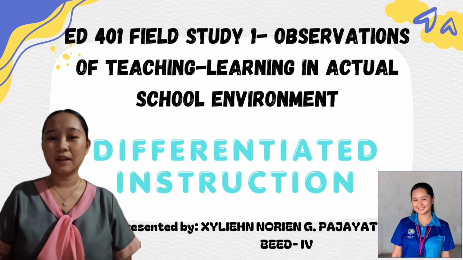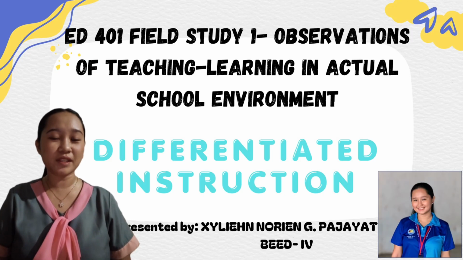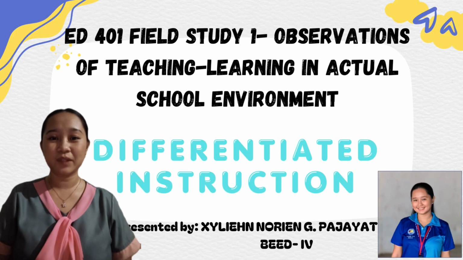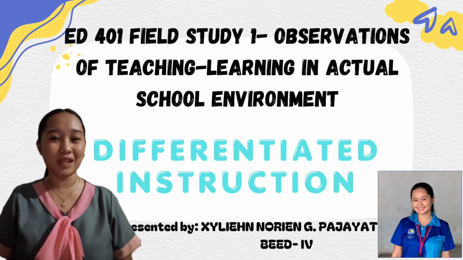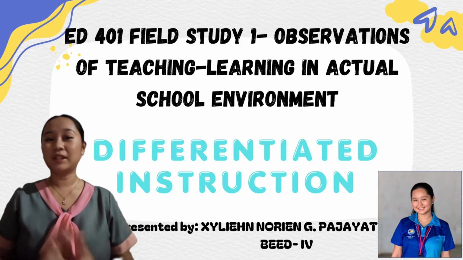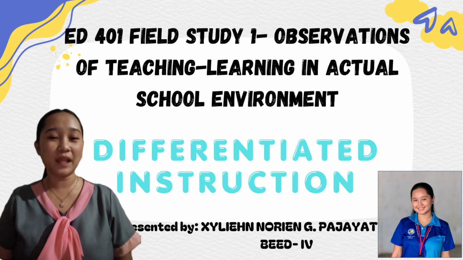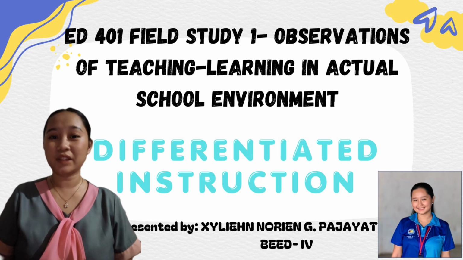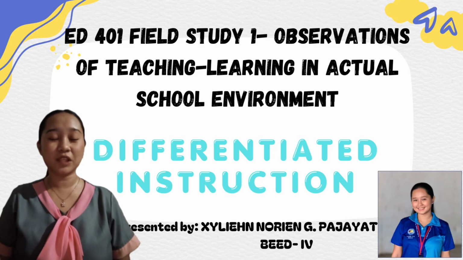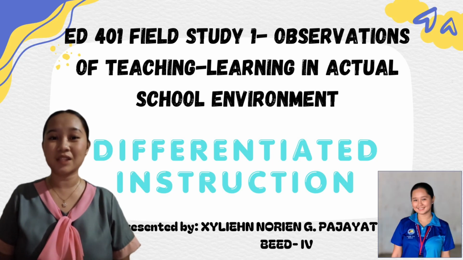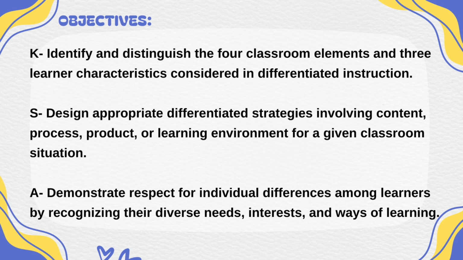So the question is, how can teachers make sure that all learners have meaningful opportunities to learn? One answer is differentiated instruction. Today, we will look at what differentiated instruction means, its 4 classroom elements, the learner differences that teachers consider, and the steps teachers can follow when planning differentiated instruction. These will be the learning objectives of our discussion for today.